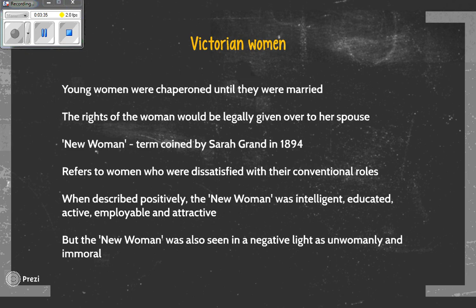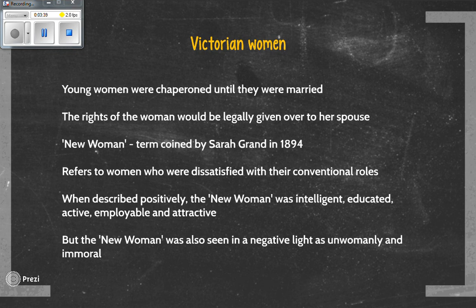Women's rights were extremely limited in this era. Young women were chaperoned until they were married, when the rights of the woman would be legally given over to her spouse. Under the law, the married couple became one entity, where the husband would take control of all property, earnings, and money. Victorian wives also became property to their husbands, giving them rights to what their bodies produced: children, sex, and domestic labour.